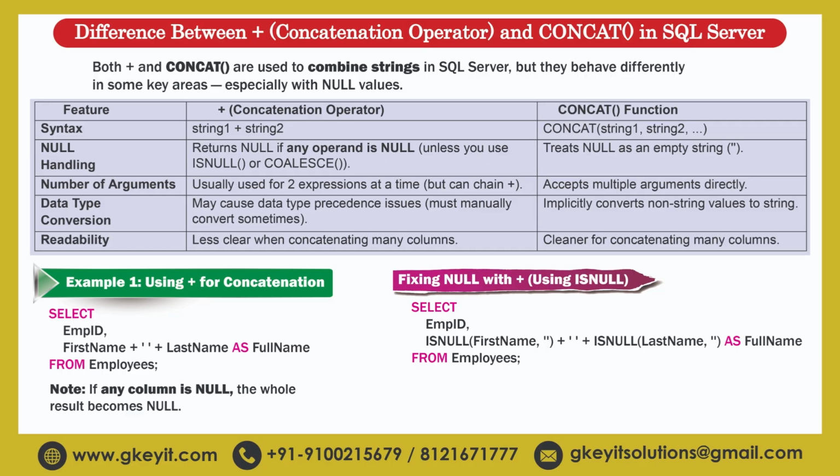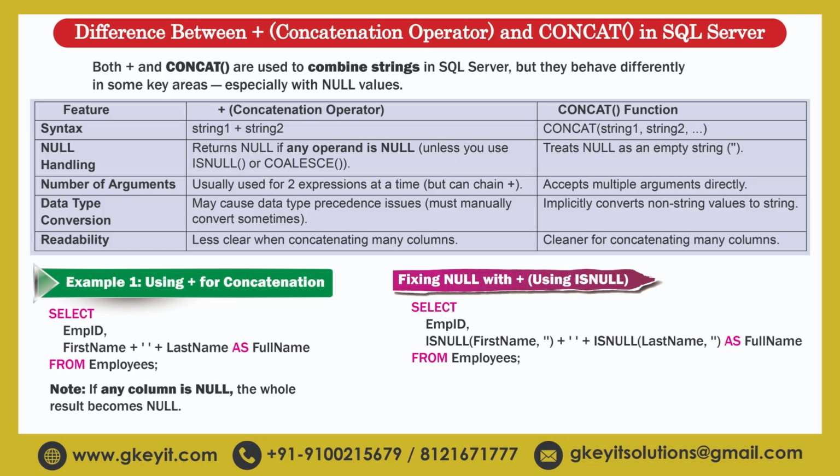Let's look at the different features between the concatenation operator and the concat function. Coming to the syntax of the operator, string 1 plus string 2 will just combine two strings, whereas the concat function concatenates string 1, string 2, and in this way you can use any number of strings. Coming to null handling, the concatenation operator returns null if any operand is null, unless you use the isNull function or coalesce. The concat function treats nulls as an empty string.